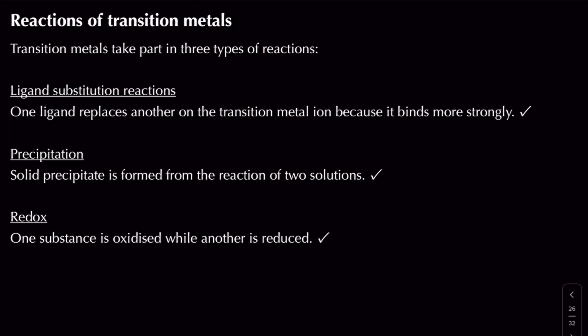So in this video, we're going to be looking at reactions of transition metals as well as qualitative analysis. Now, when it comes to our reactions, we need to know three when it comes to transition metals. The first one and the most important one is going to be ligand substitution reactions. The next one is precipitation, which you've already seen in module 3, and then redox, which you've seen in module 3, 5, pretty much everywhere, to be honest.